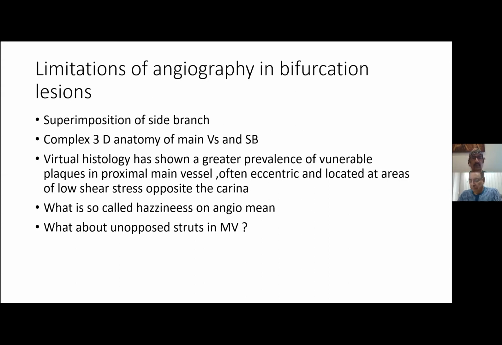What about unopposed struts in the main vessel? We don't see those on angiography. The malapposition we hardly can see on angiography.